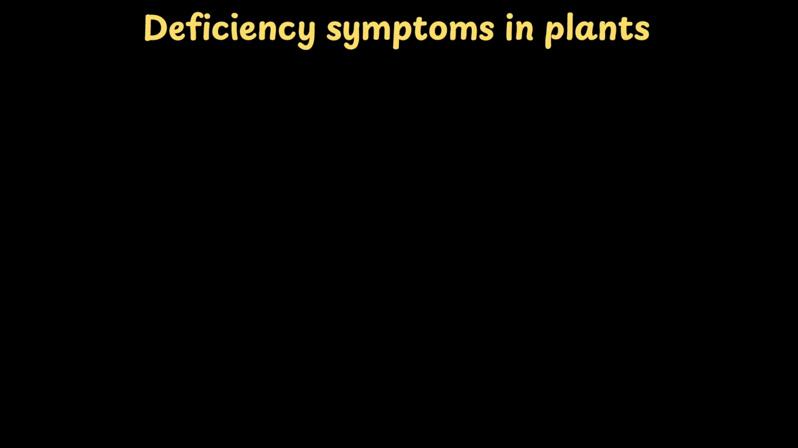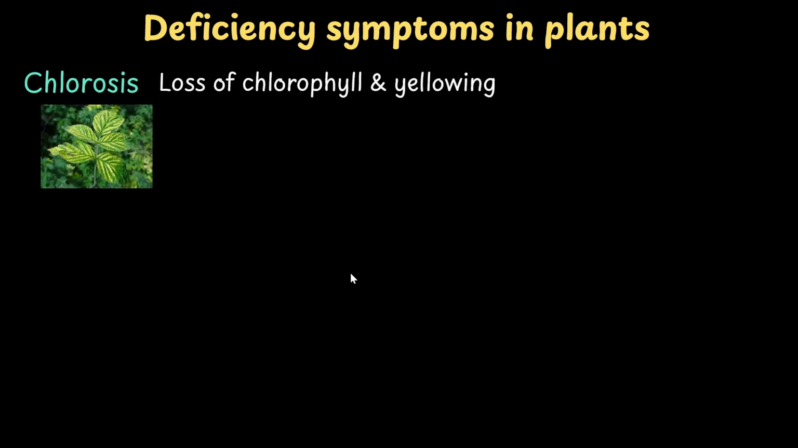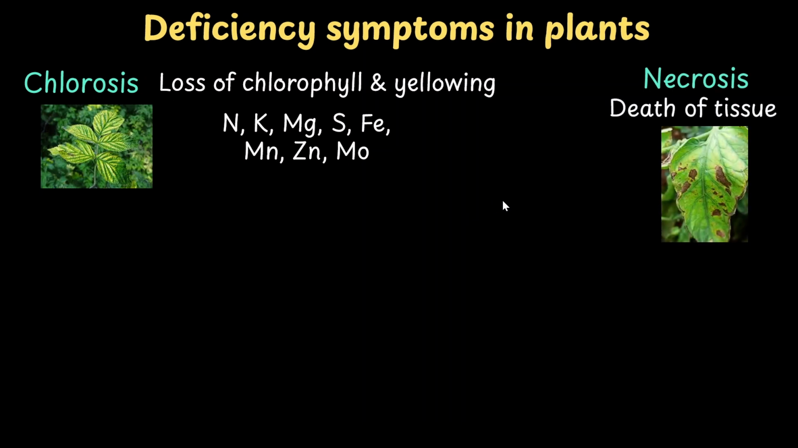Now, what are the different deficiency symptoms we might see in plants? One of them is chlorosis. It is the loss of chlorophyll and yellowing of the leaves. This could be caused by the deficiency of nitrogen, potassium, magnesium, sulfur, iron, zinc, manganese, and molybdenum. The other symptom is necrosis, which is death of a tissue. This could be caused due to the deficiency of elements like calcium, magnesium, copper, and potassium.